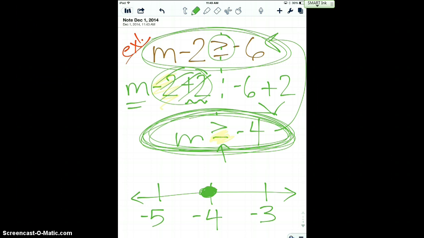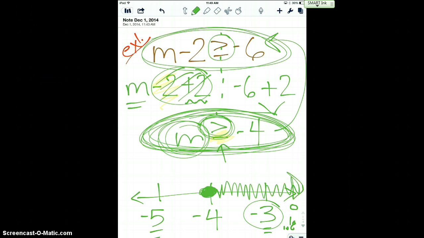Then I'm going to shade. I'm going to either shade to the left or the right. It says my solutions m are greater than or equal to -4. So which side has numbers that are greater than -4? Well, -3 is greater, and so is 0 that exists over here, so is 10, so is 100 on this side. So I'm going to shade to the right to say those are the solutions. Anything you pick on this side will end up working in this original inequality statement.